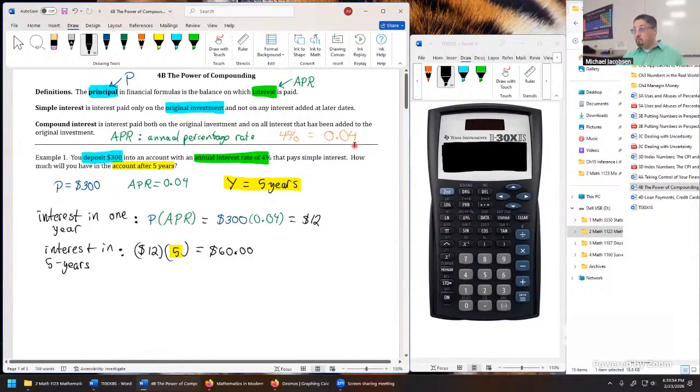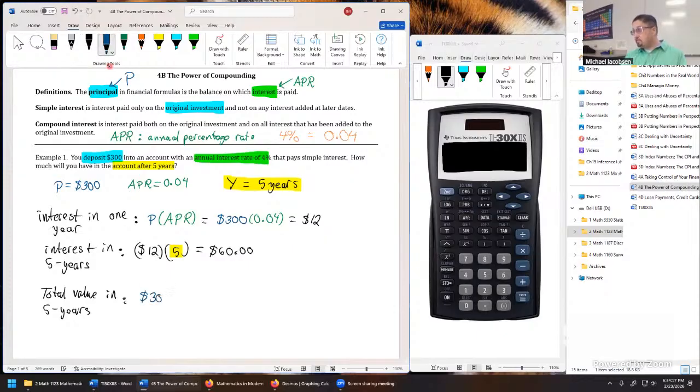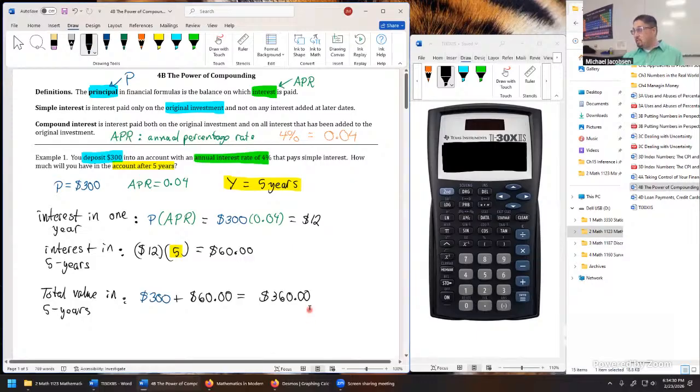Still, it doesn't fully answer the question. The question was, how much is in the account? We'll just take the principal amount of $300, tack on the interest, and that'll be our answer. So we can say total value in 5 years is principal $300 plus $60 earned in interest, totaling to $360 altogether. So the nice thing about simple interest is it's pretty quick to get to that formula, or excuse me, to that value.